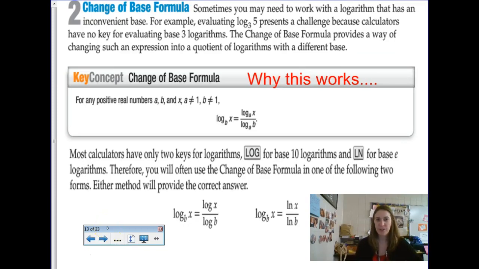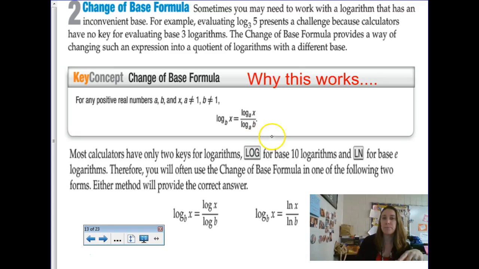Change of base formula. Your calculator has a lot of cool features on it, and it has a natural and common logarithm button on the main keypad. All of your logarithms can be rewritten in terms of either a natural log or a common log if you use what's called the change of base formula. It works because if you think about how we solve logarithmic or exponential equations, we apply logarithms to both sides, and then we can rewrite them in terms of a ratio because we're going to do a bunch of algebra to figure out what the variable or the unknown is.